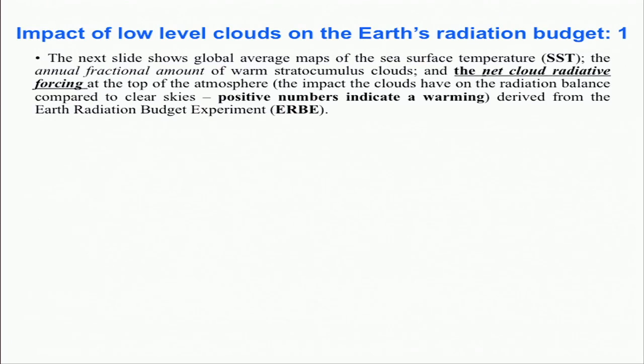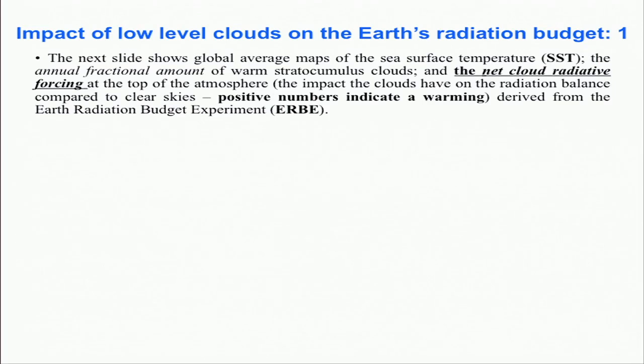What's delta F? And remember we said that positive numbers, because we have to put a minus sign in front of that change, indicate a warming. Negative numbers mean there's going to be a cooling. Negative numbers mean we increase the amount of radiation going back to space. Positive means that we're reducing the amount of radiation that's going back to space. In other words, we're trapping more radiation, which eventually is going to warm the atmosphere. And these pictures are derived from a satellite experiment called the Earth Radiation Budget Experiment, or ERBE.